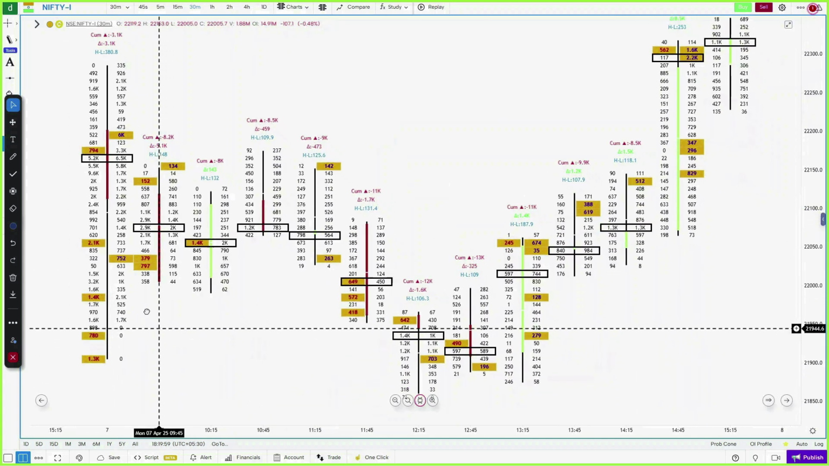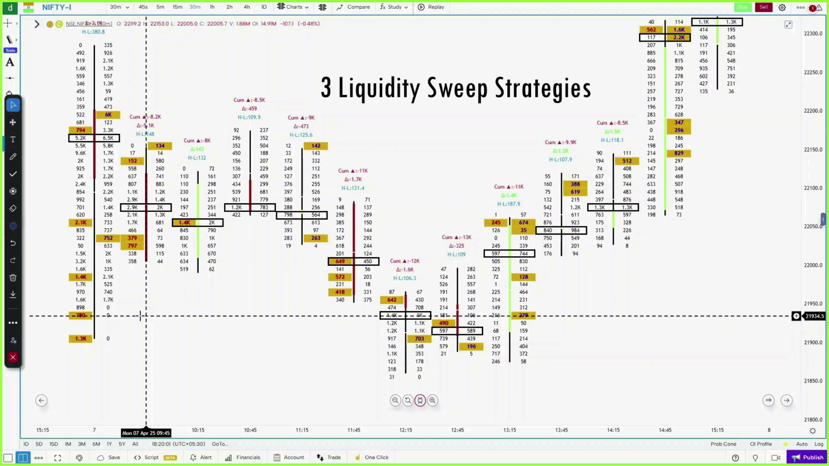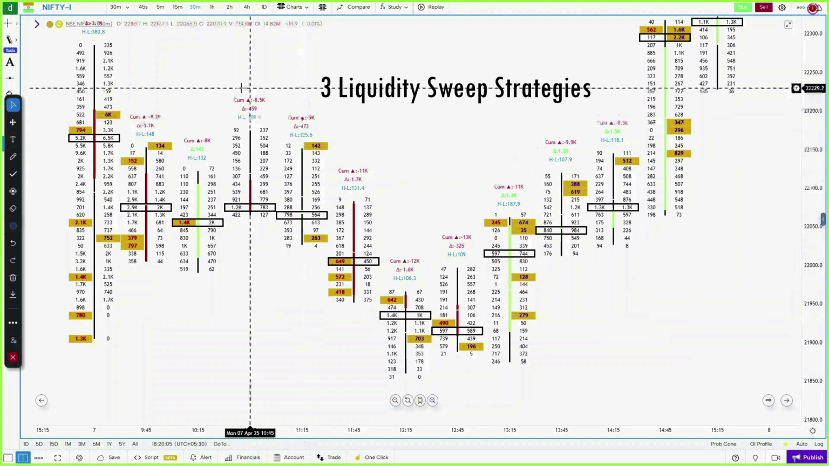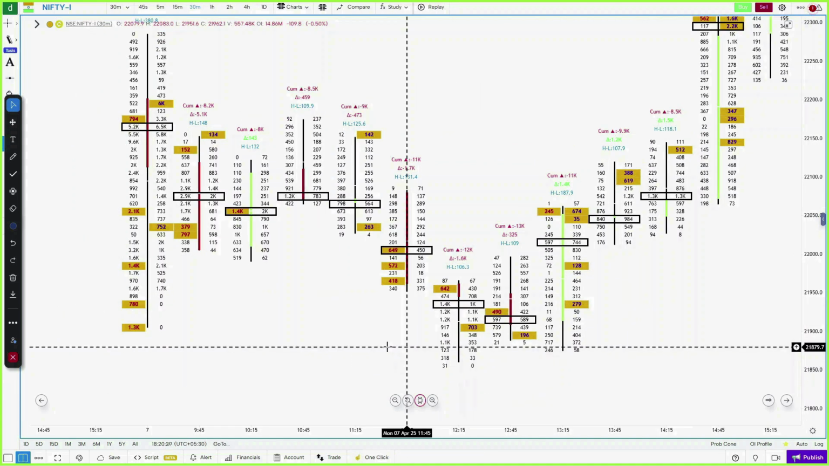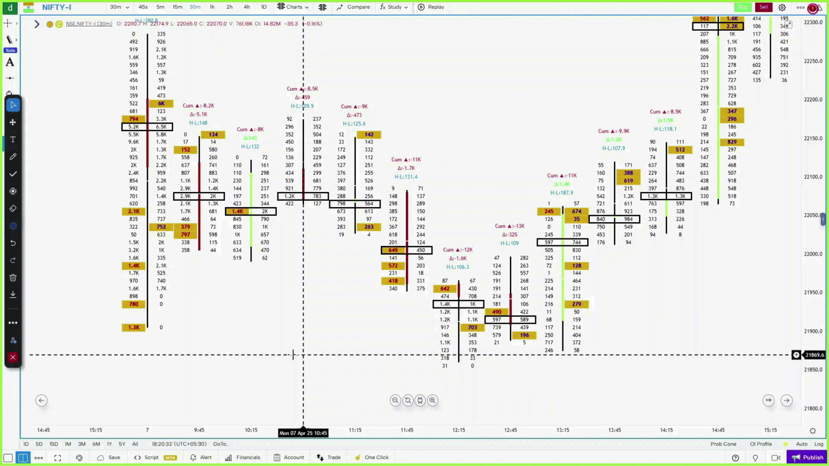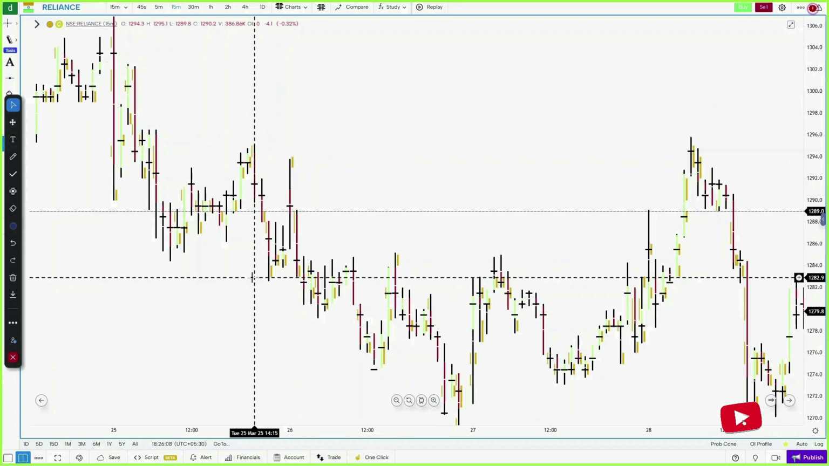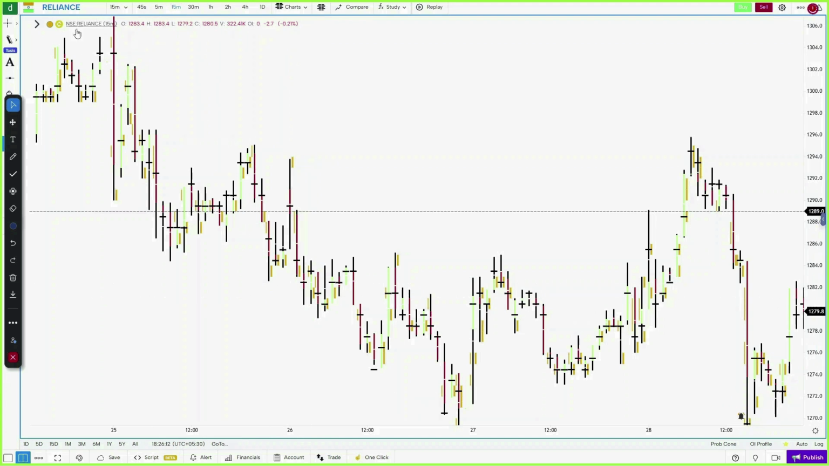Next, we are going into the three main trading strategies using this liquidity sweep, along with the order flow chart concepts which we have discussed. The first one is the failed liquidity sweep entry. To understand this failed liquidity sweep entry, let's take Reliance here.